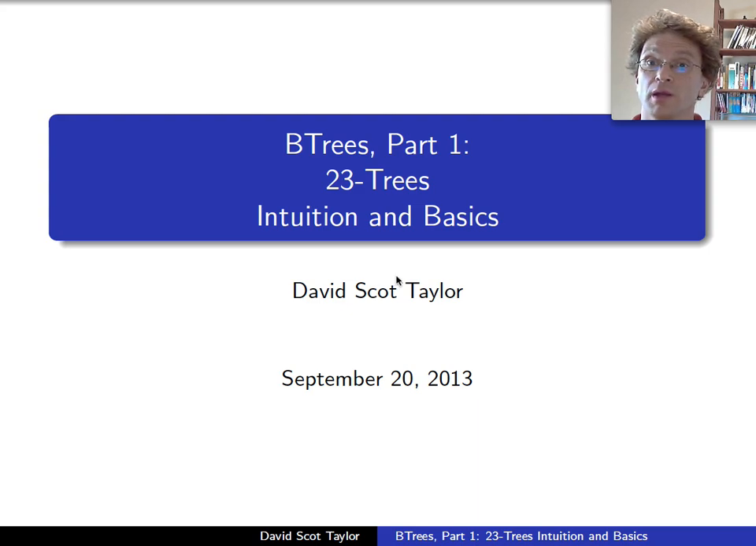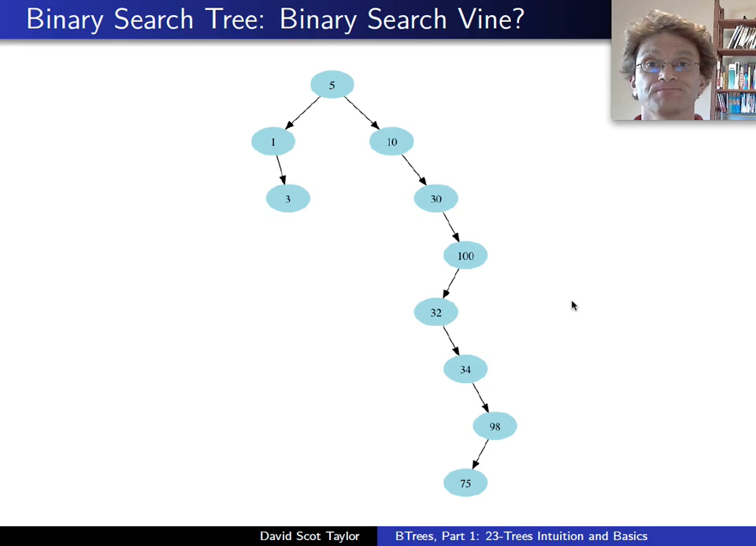So, continuing my march towards B trees, today we're going to talk about 2-3 trees. We had binary search trees, and they're fine when things go well for you, which might be usually, but sometimes things go terribly wrong. So in this case, if I give you the values 5, then 1, then 3, then 10, 30, 100, 32, right on down the line here, you end up getting something that looks a lot more like a vine than a tree. It doesn't branch nicely.